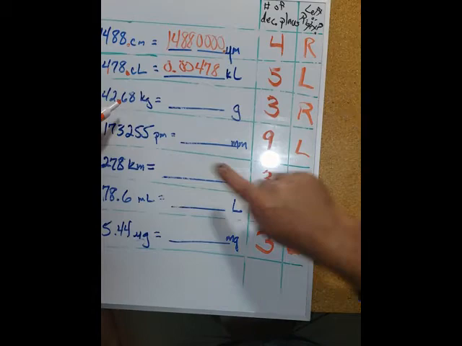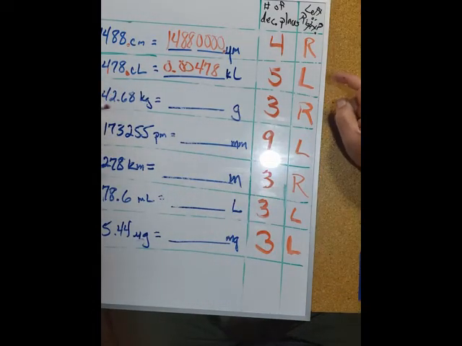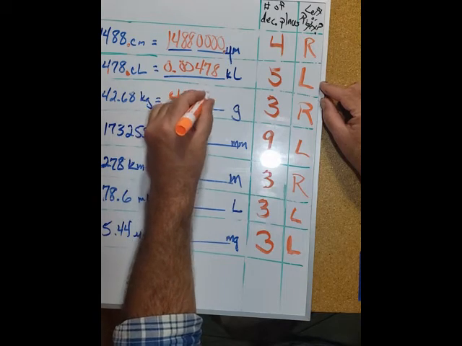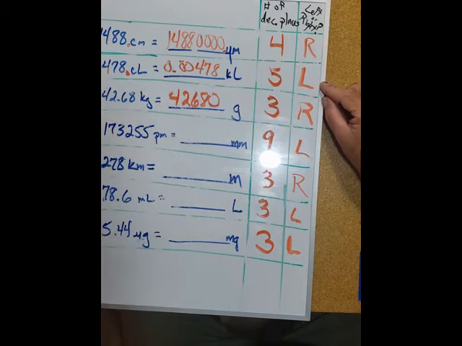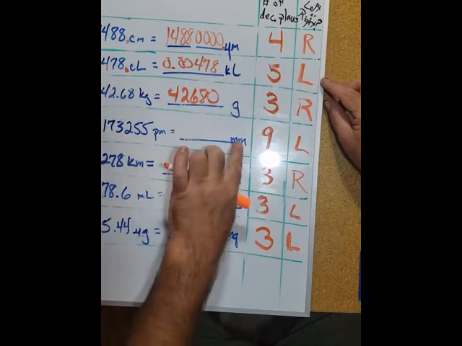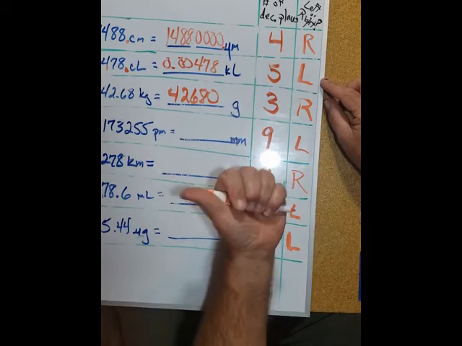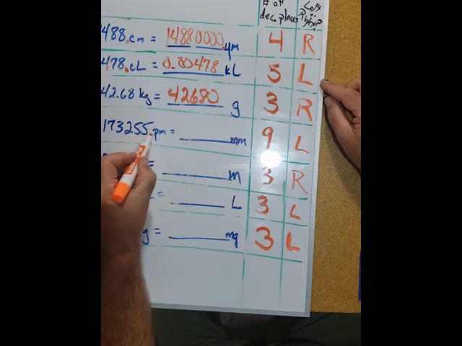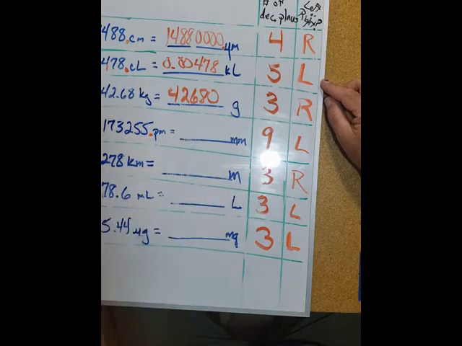All right. Kilograms to gram is 3 to the right, 3 to the right, so it'd be 42,680. Pico to milli is 9 to the left. We're going to go 9 that way. Now, since there is no decimal point written, it's taken to be right here. So we want to go 9 this way.